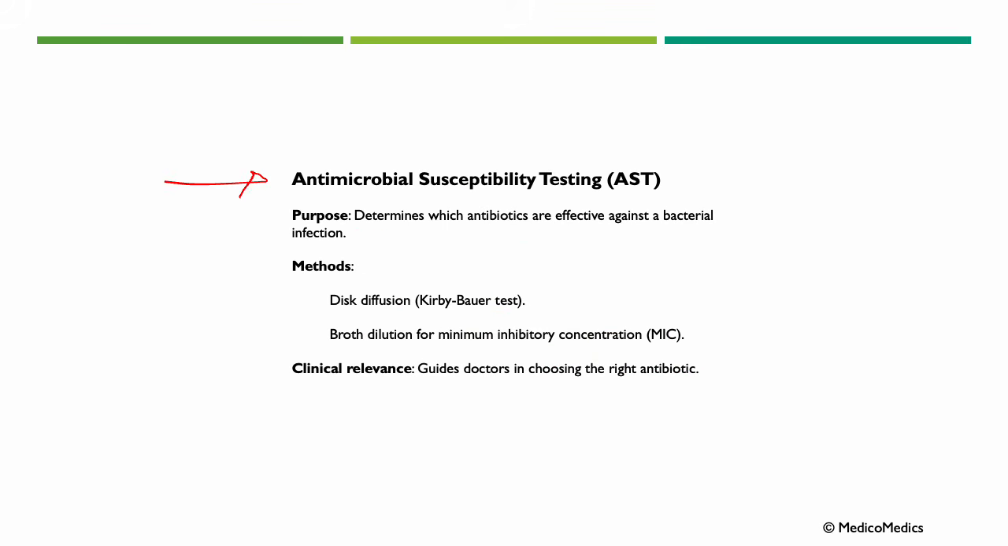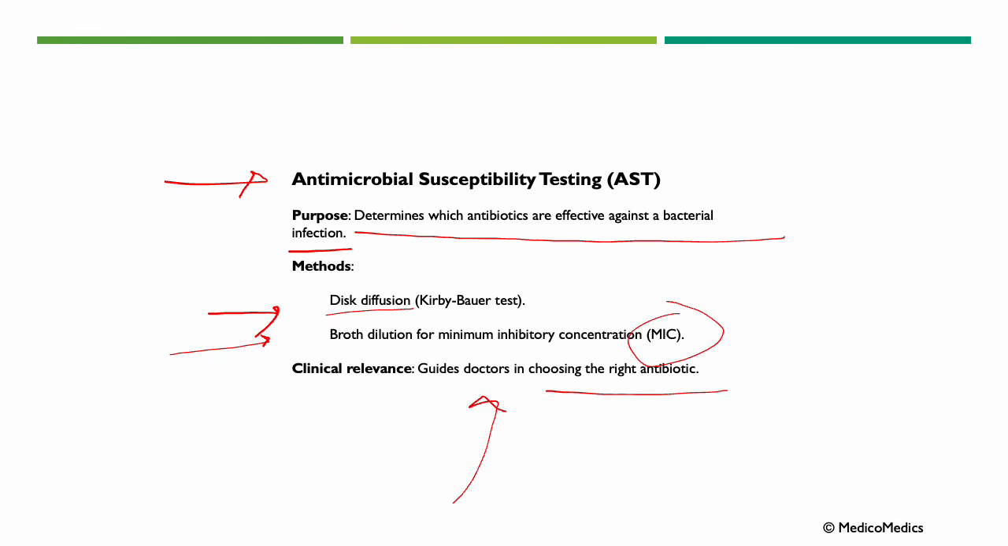Antimicrobial susceptibility testing. So the purpose is to determine which antibiotics are effective against a bacterial infection. Methods include Kirby-Bauer test or disc diffusion, broth dilution for minimum inhibitory concentration, MIC. So this guides doctors in choosing the right antibiotic.